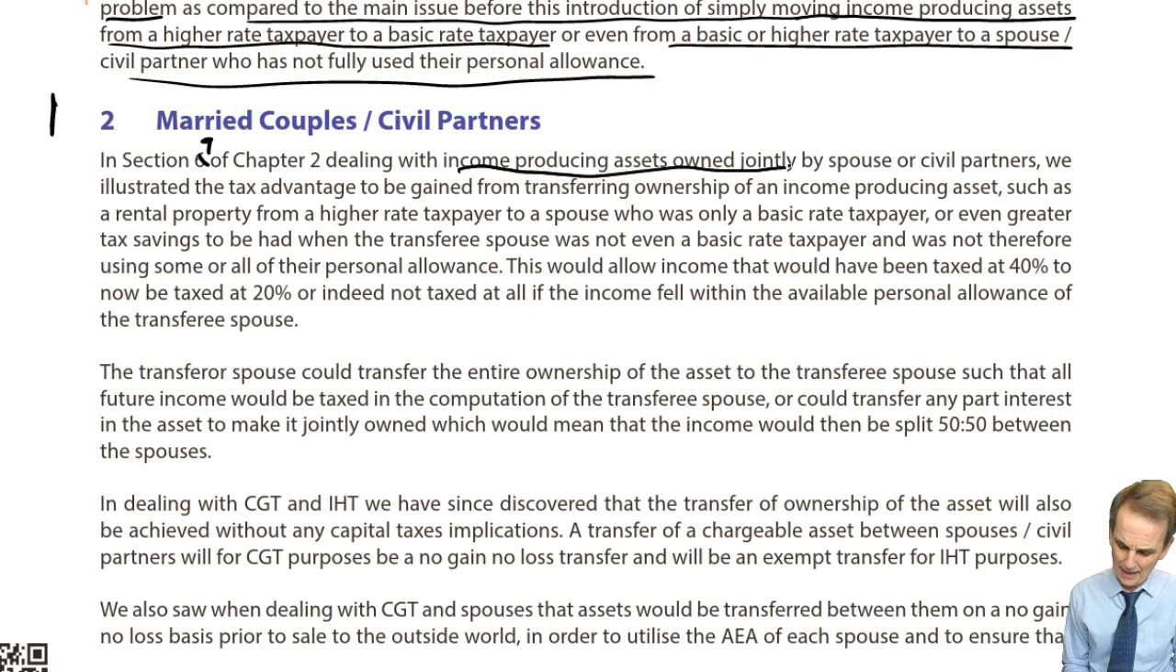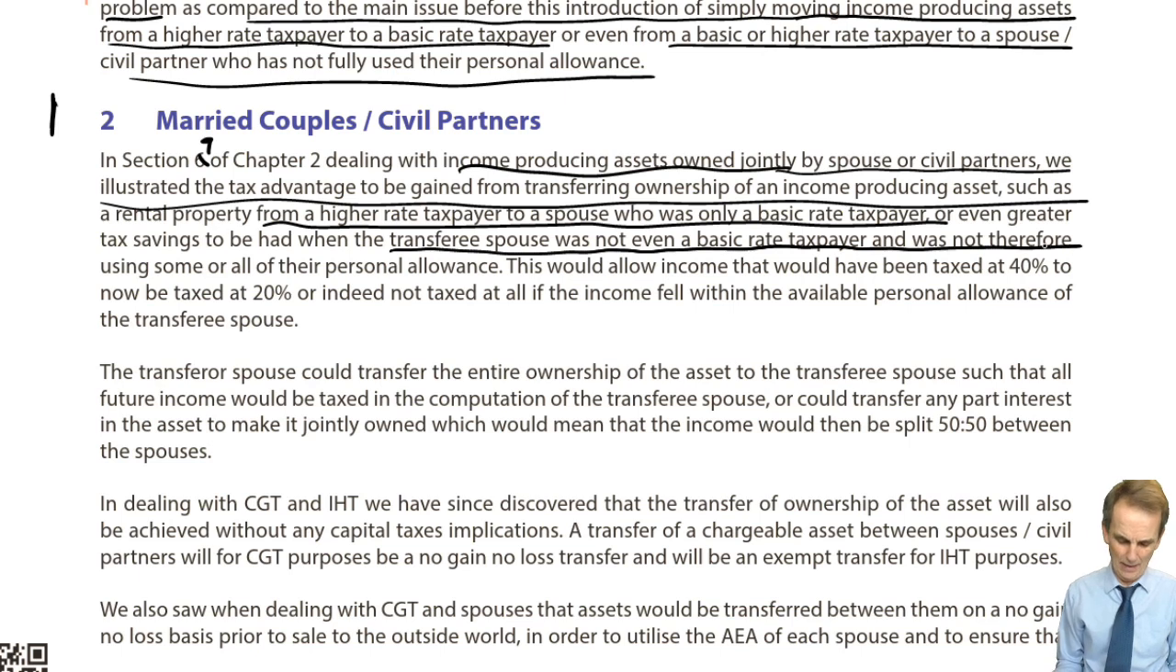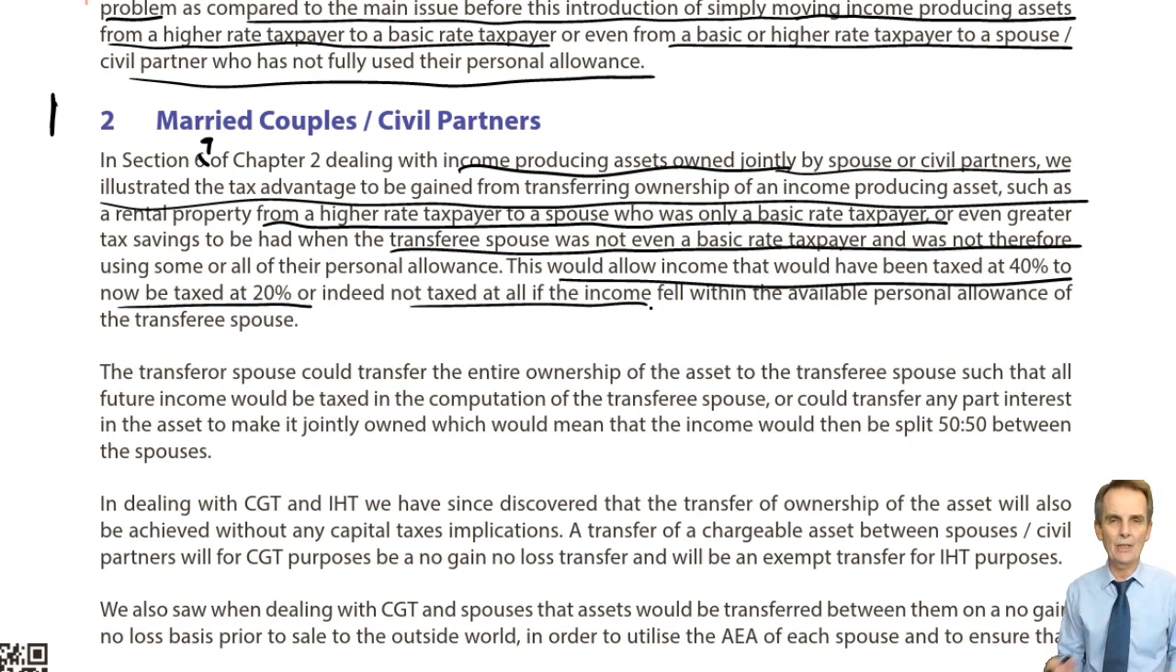Dealing with income-producing assets owned jointly by spouses or civil partners, we illustrated the tax advantage to be gained from transferring that ownership, such as an income-producing rental property, from a higher rate taxpayer to a basic rate taxpayer spouse. Again, even greater savings when the transferee spouse was not even a basic rate taxpayer, as with the David and Elton example with the unused personal allowance. This would allow income that would have been taxed at 40% to now be taxed at 20%, or indeed not taxed at all. We've said this now many times in terms of the notes we've seen.